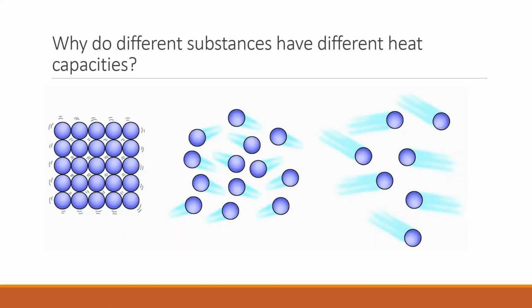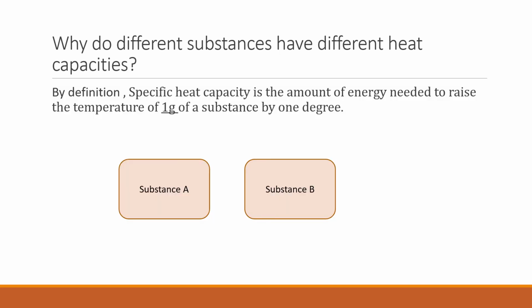Why do different substances have different heat capacities? Each substance has a different molecular structure and intermolecular interactions. Depending upon that, different substances can store different amounts of heat.